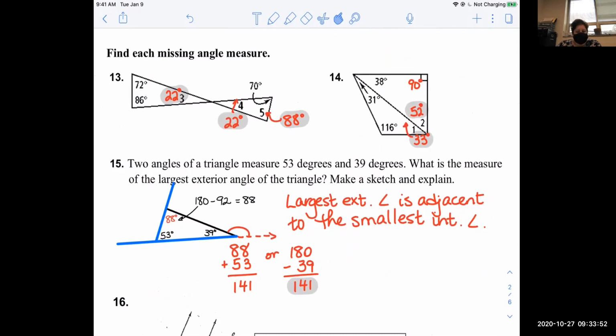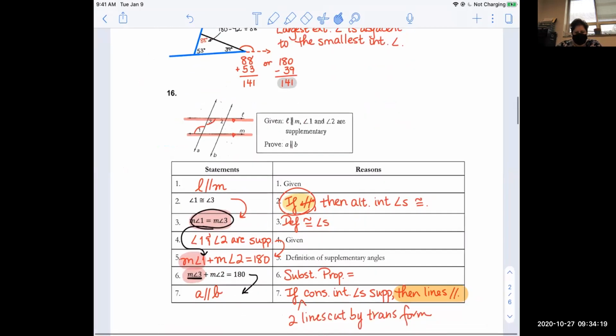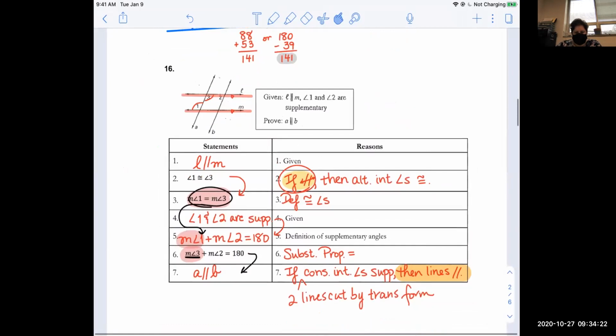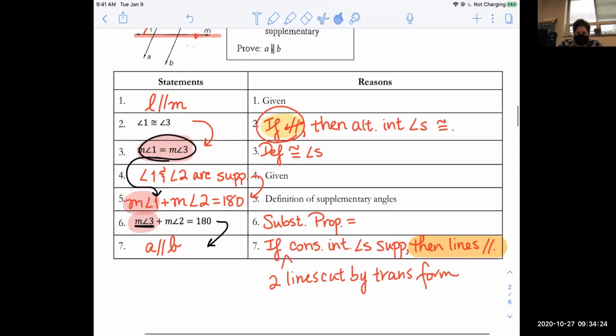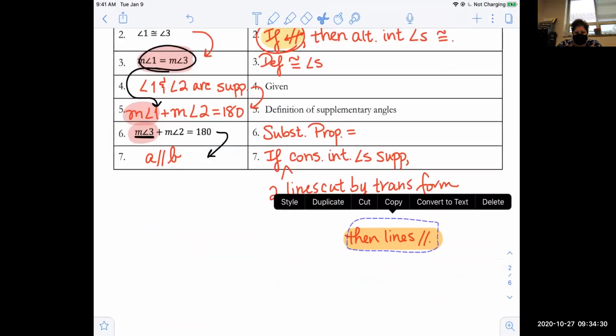So the largest exterior angle is going to be the one that's beside the smallest interior. So that means you need to find that third angle measure so you can tell which one's the smallest, and the smallest is 39 degrees. And then here's the proof.